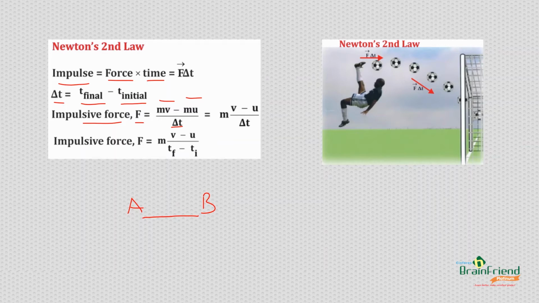Since we have a common coefficient, m, it is taken out. So we have mass times final velocity minus initial velocity all over change in time. So our equation is force is equal to mass times final velocity minus initial velocity all over final time minus initial time. You can see from this image, a boy kicks a ball with a force. The ball travels in a given time and creates an impulse at the goalpost.